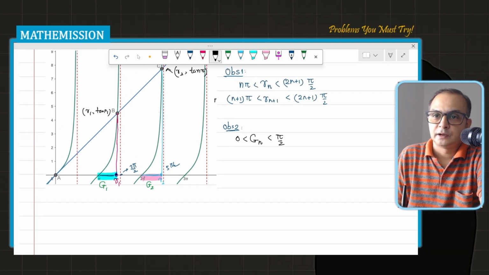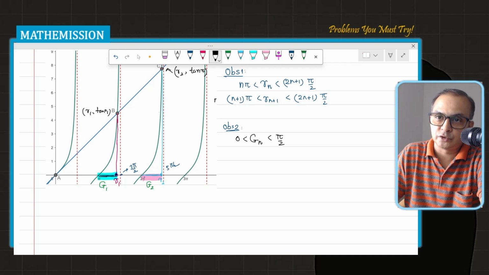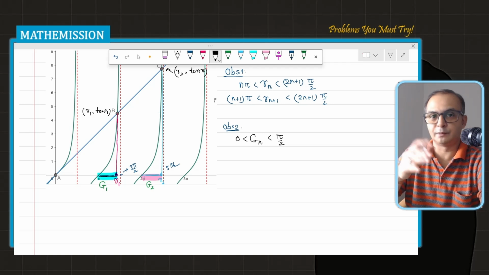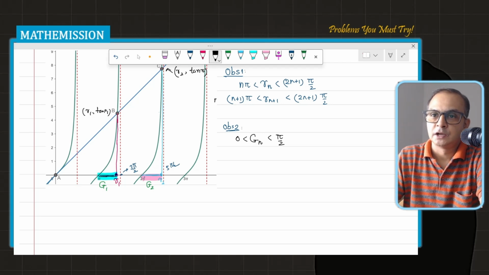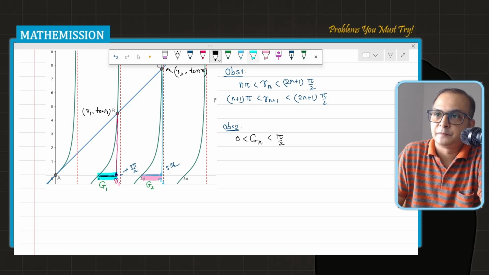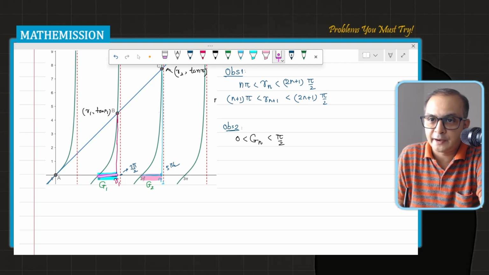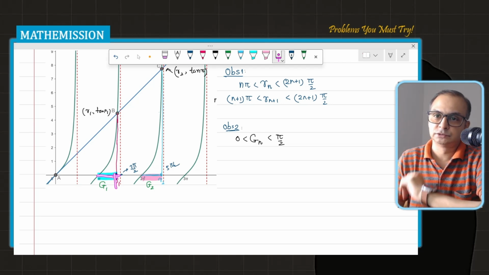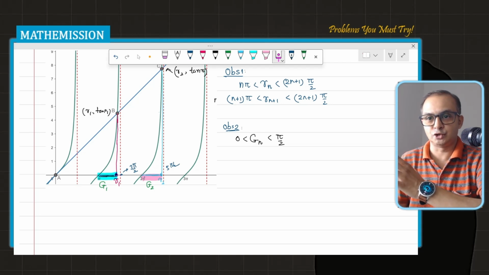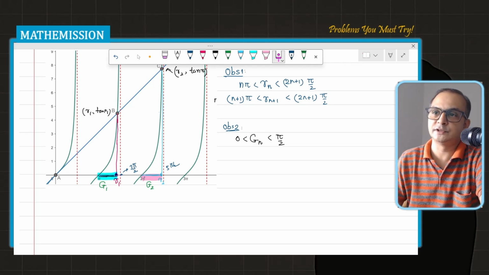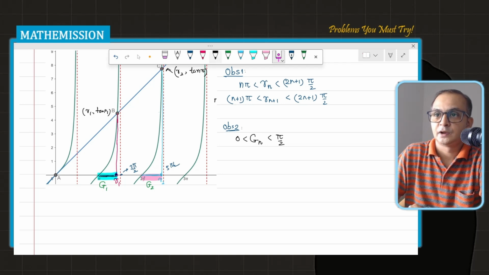This is the gap, I'm saying the distance between the root and the previous n pi. But you can see that no root is falling beyond this vertical asymptote, pi by 2 or the odd multiple of pi by 2. So the distance between this n pi and the next asymptote is always pi by 2, and the root is falling just behind it. So the gap will never pass pi by 2, and the gap will always lie between 0 and pi by 2. We can say this carefully. Correct?